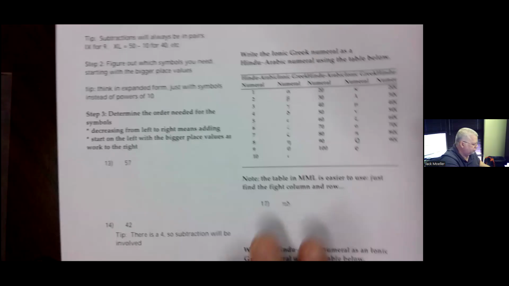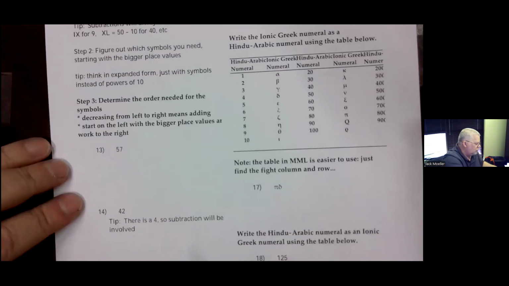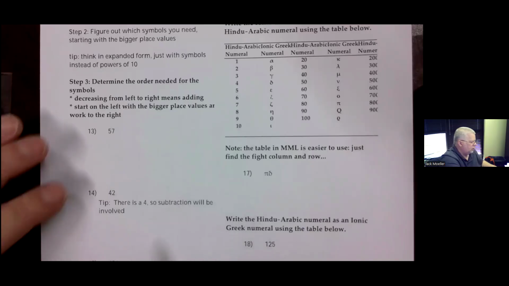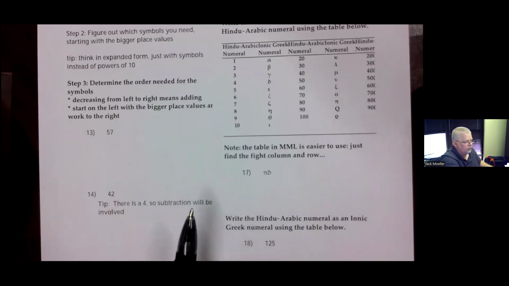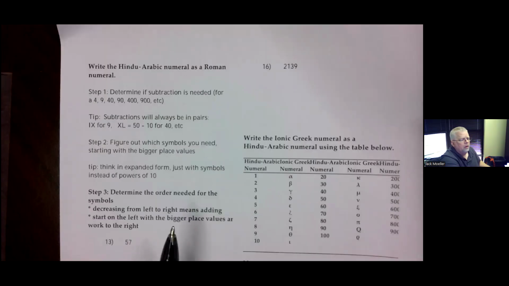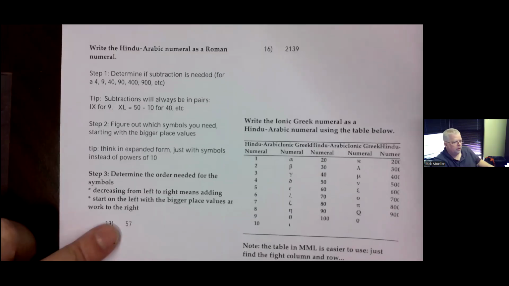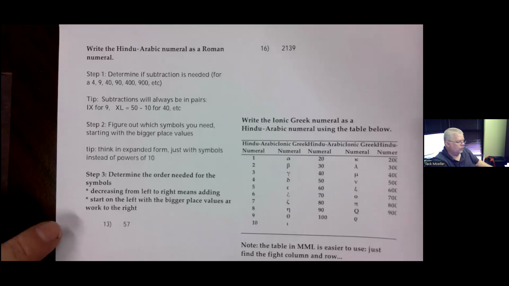So what if we go the other way? Let's do 57, 42, 136. I don't have near as many of these in the homework as the other way, because these are a little bit messier. But how do we convert a number in Hindu-Arabic back to Roman numerals?